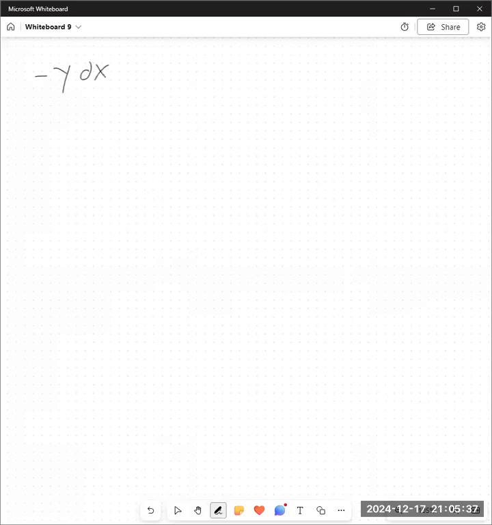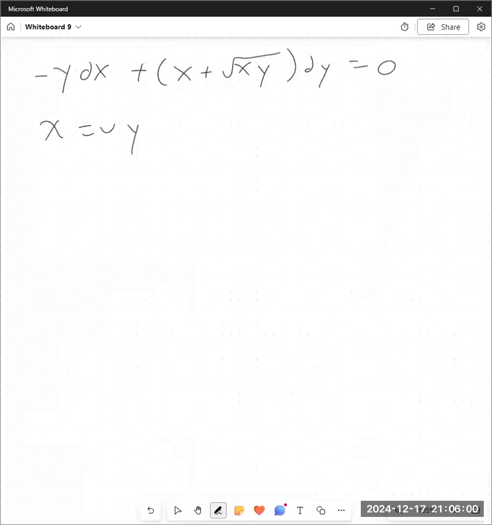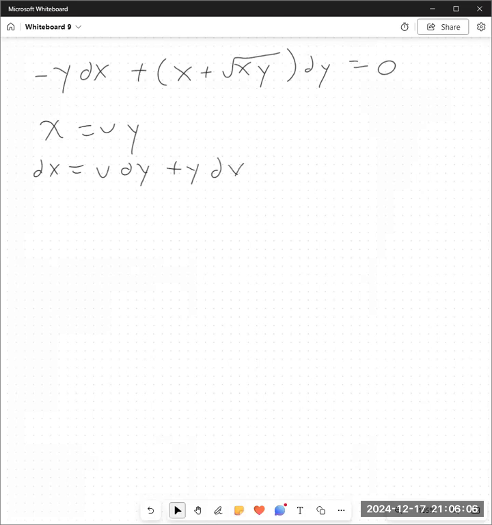Negative y dx plus the quantity x plus square root of xy dy equals 0, like that. I think it's going to be easier to find dx here times this monomial. So I'm going to let x be equal to vy. Dx is going to be v dy plus y dv.